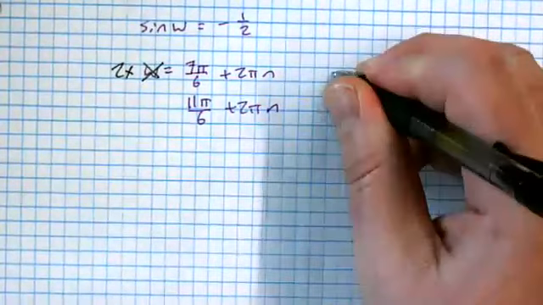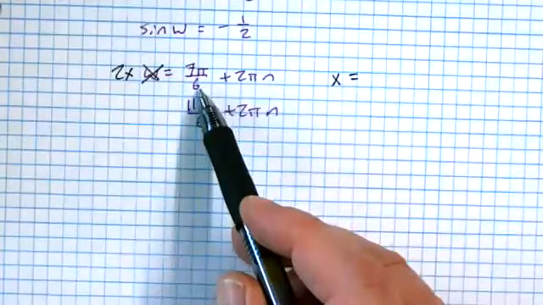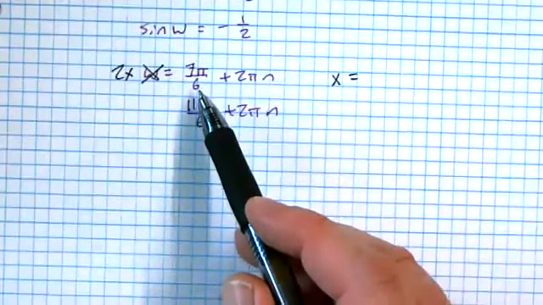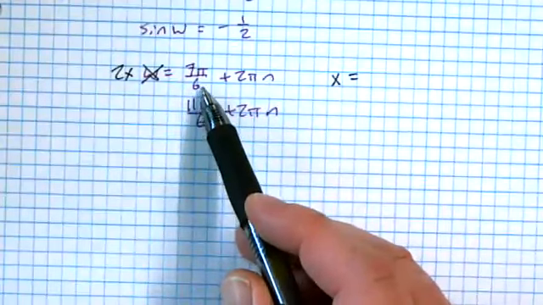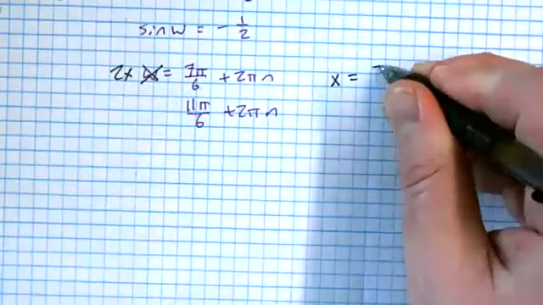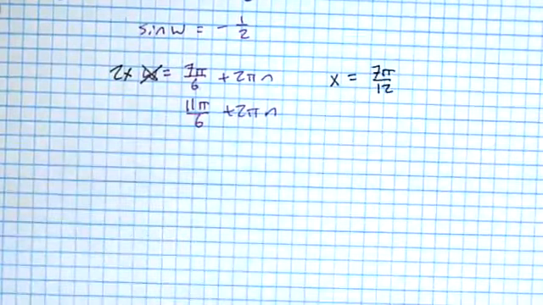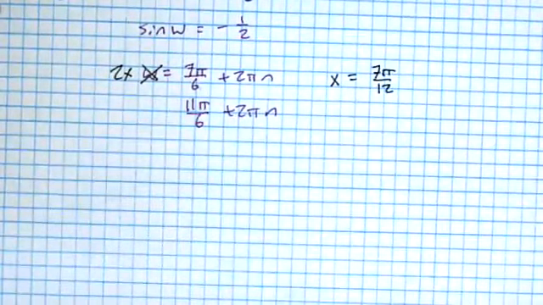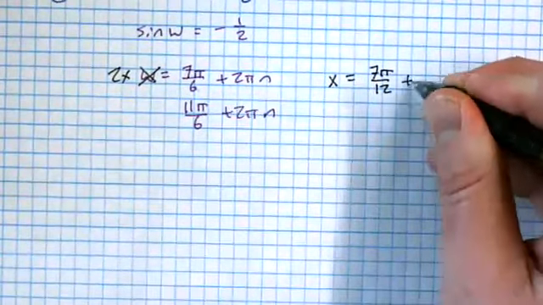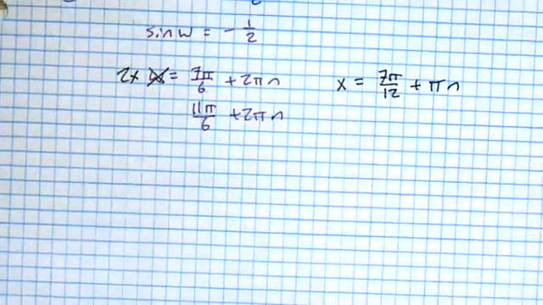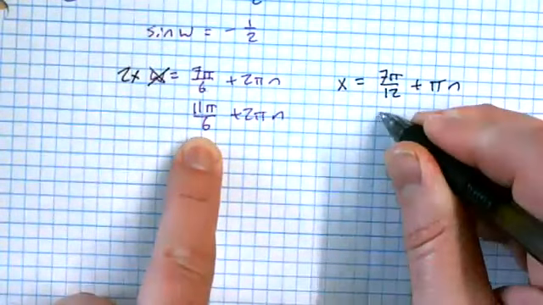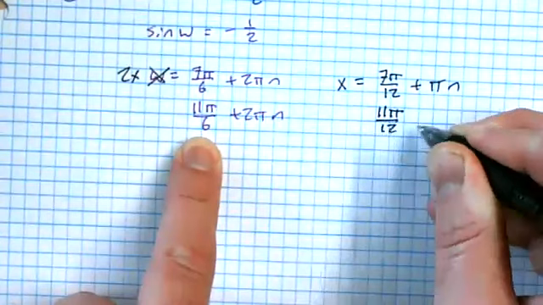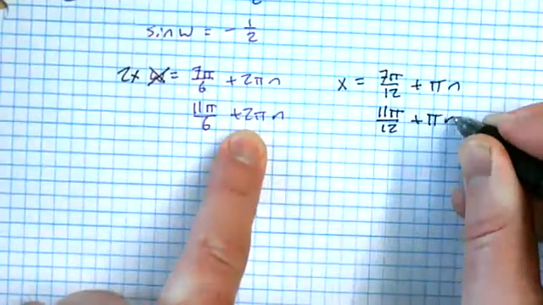So then X would equal 7 pi over 6 divided by 2. Do y'all know how to divide a fraction by 2? Yeah, double the denominator, right? You'd be multiplying by 1/2, right? So this would be 7 pi over 12. Are we okay with half of 7 pi over 6 being 7 pi over 12? Yes, okay. We'd also have to divide this by 2, though. It would be plus pi n. And X could also be, what's half of 11 pi over 6? 11 pi over 12 plus, and then half of 2 pi n is just pi n.